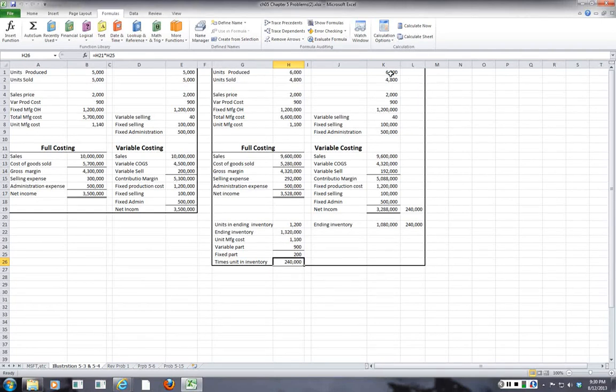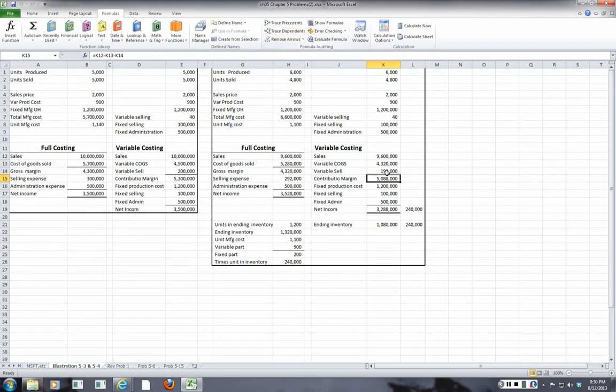So if we look over here at the variable costing, we've got the same 6,000, same 4,800 we sell. All the other things are the same. So we have $9.6 million of sales, 4,800 times $2,000. Our variable costs are 4,800 multiplied by $900 variable costs, and our variable selling expense is 4,800 multiplied by the $40. So that's $192,000.